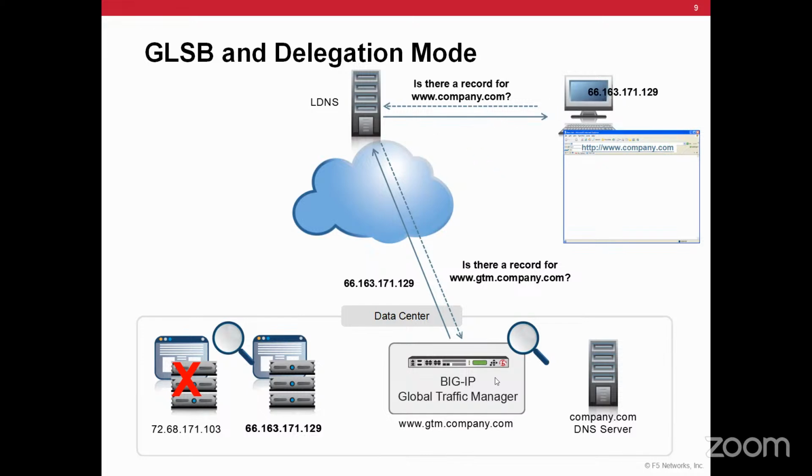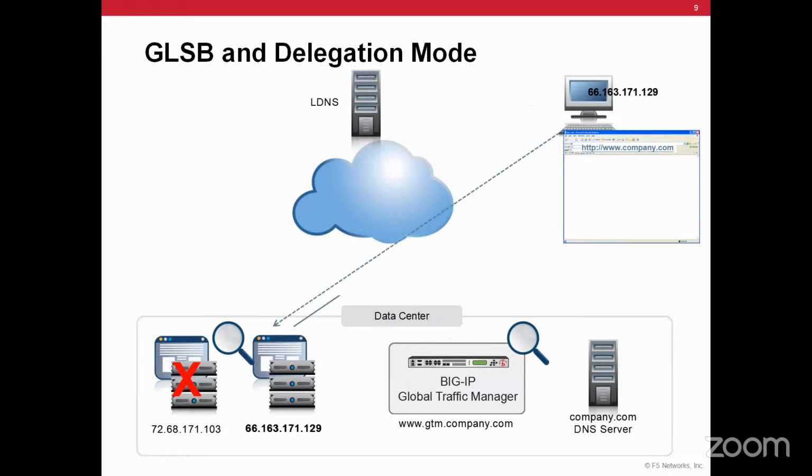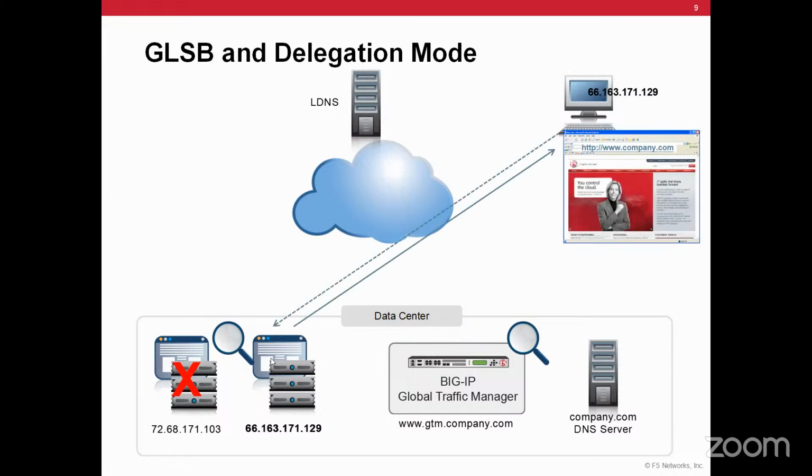Normally, if you do not have GTM, the client will get both the IPs. That's the difference GTM brings. That's where you have GTM. The user will connect to the server which is up and then get the answer.